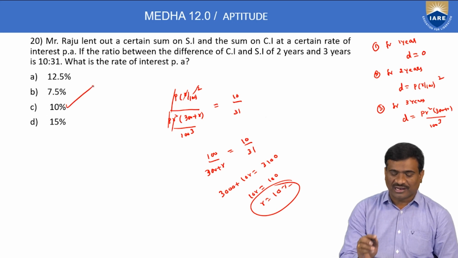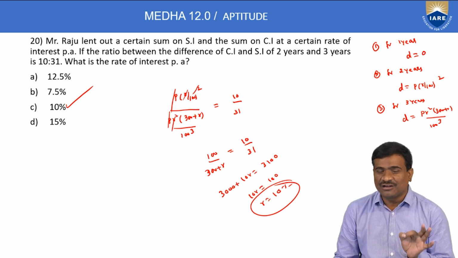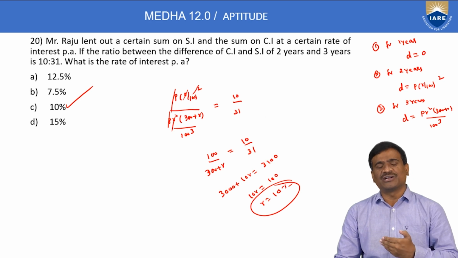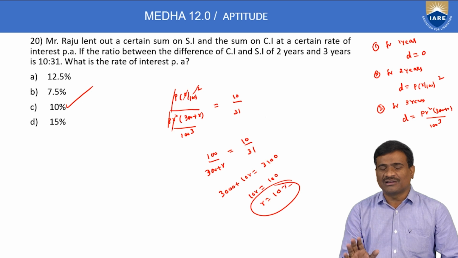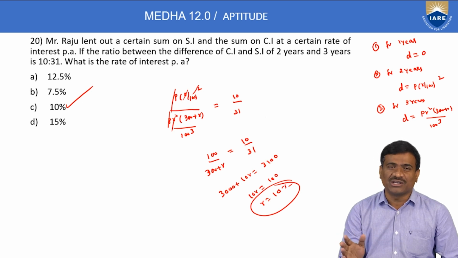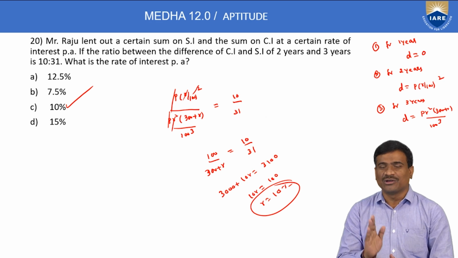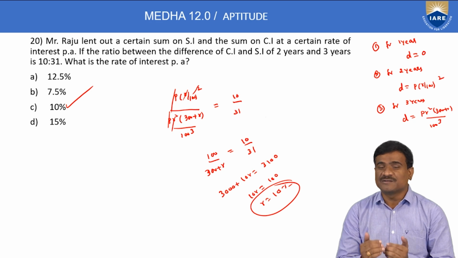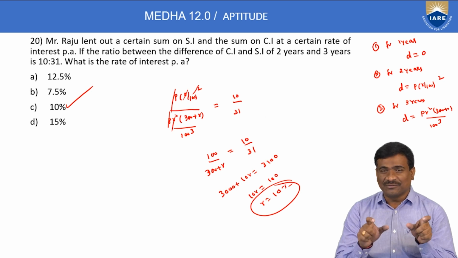Option C only correct. This is about compound interest and simple interest, topic procedure. This is the shortcut method; the lengthy method is the general procedure. Calculate the difference between compound interest and simple interest for 2 years. Method: compound interest, A is equal to P into (1 plus R by 100) whole to the power of T, and simple interest is PTR by 100. Calculate for 2 years, again calculate for 3 years. These two differences.